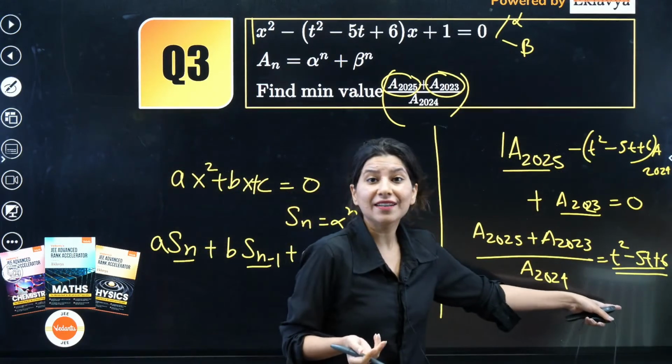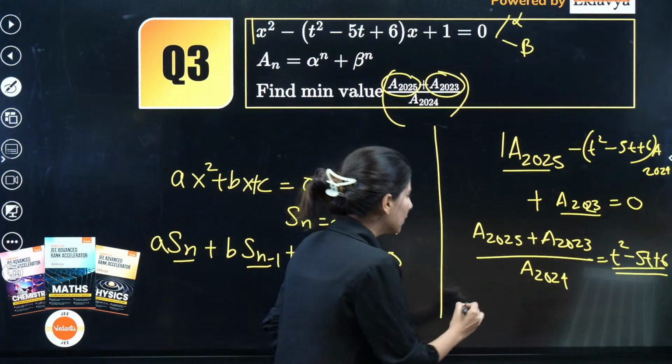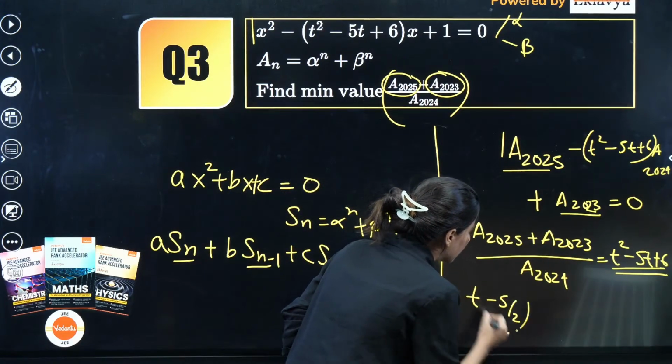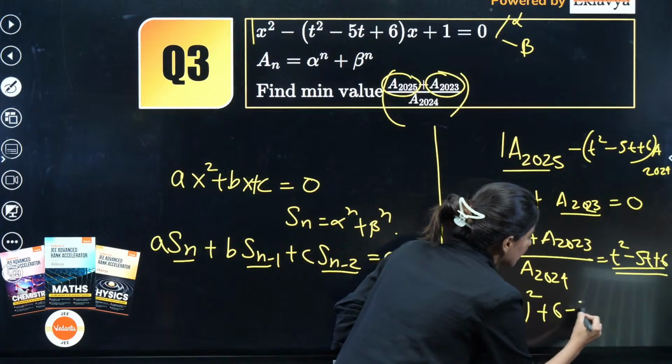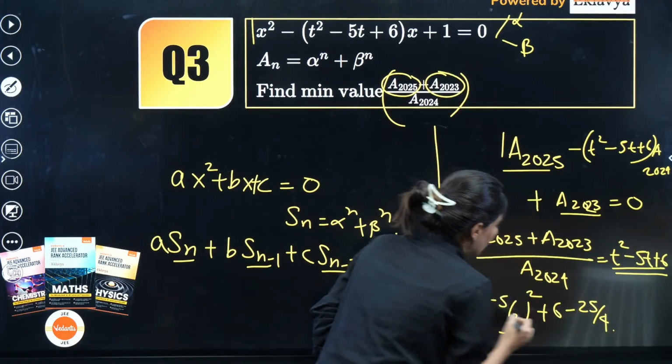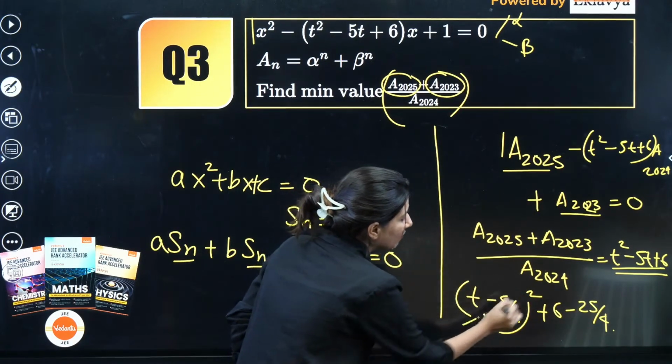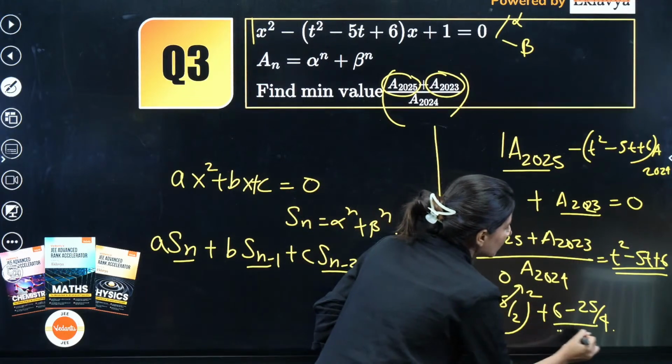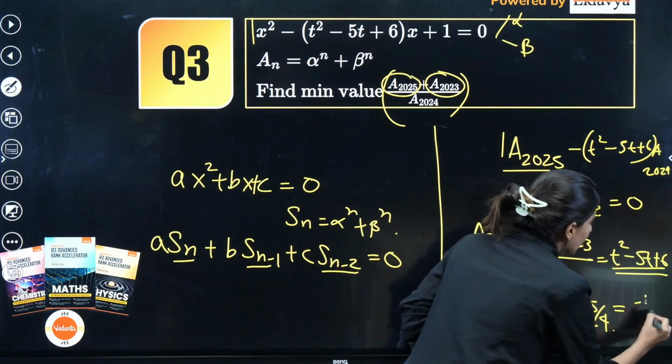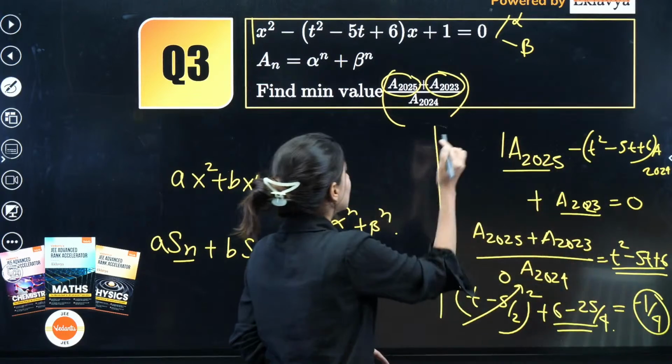Minimum value of this quadratic is very easy. Just figure out the perfect square: t minus 5 by 2 whole square plus 6 minus 25 by 4. So the moment you put t equal to 5 by 2, this will become 0 and this is your minimum value. So minus 1 by 4 is the minimum value of this particular question.